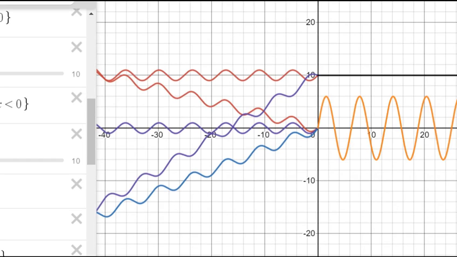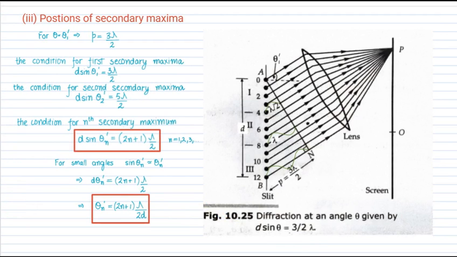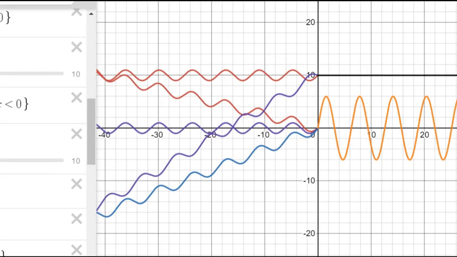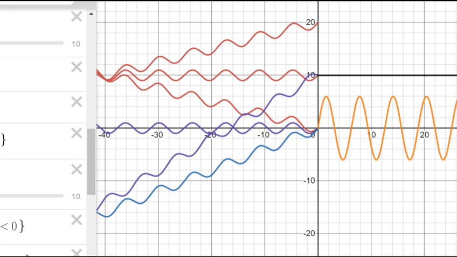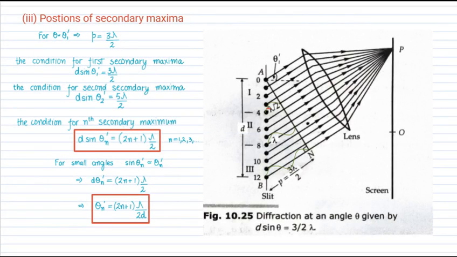Now coming to our maxima. For this maxima, we have divided the slit into three parts. Consider the light coming from point 0, consider the light coming from point 4, and consider the light coming from point 8. This is the light coming from point 0. This is the light coming from point 4. Now consider the light which comes from the point 8.